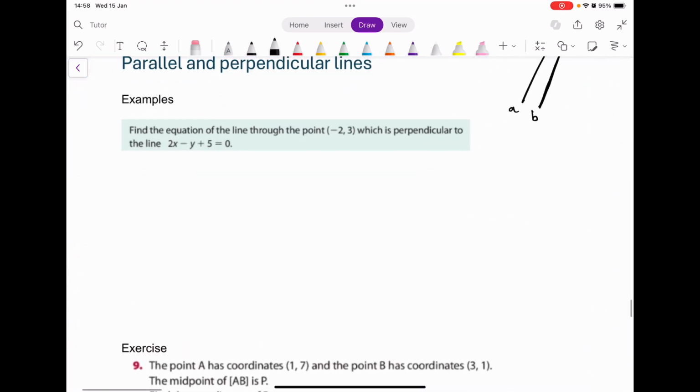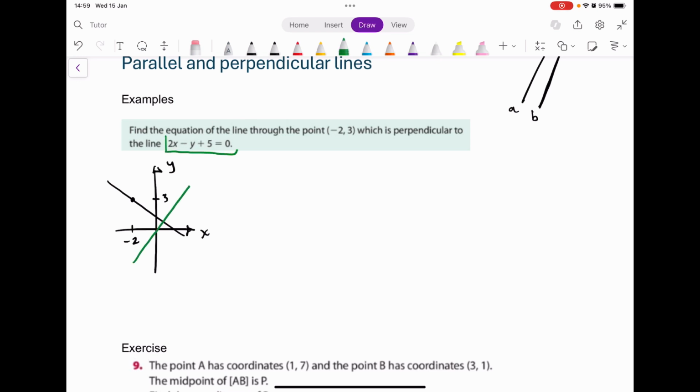And so the question asks us, find the equation of the line through the point (-2, 3). So let's quickly draw that on a graph. I'm going to draw the x-axis a bit smaller. The point (-2, 3) would be around here. And it is perpendicular to the line 2x - y + 5 = 0. So this isn't going to be very accurate, but I'm just going to roughly do something like this and this.